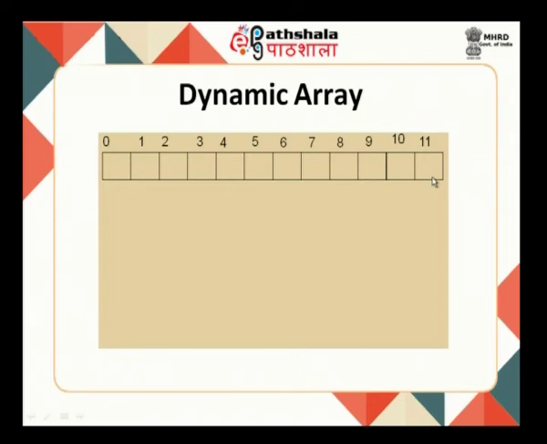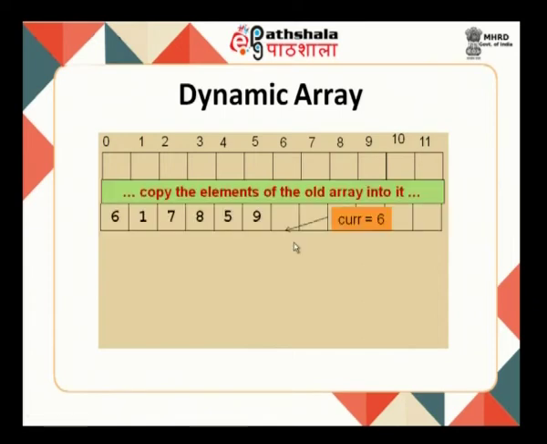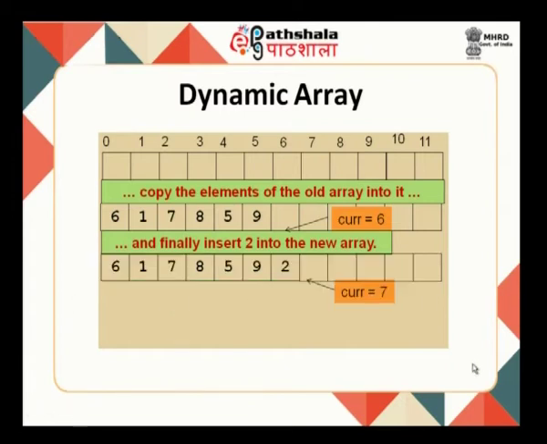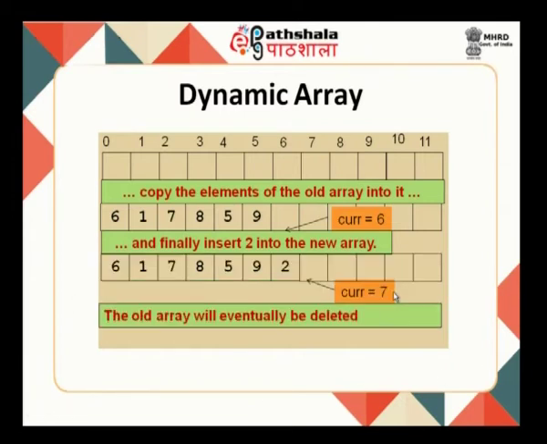Now what you have to do is take all the elements of the old array and copy them into the new one. So, we have copied, and now the current is 6. Remember, we did this because there was an insertion we had to do. So, finally, we insert 2 into the new array and make current equal to 7. The old array will eventually be deleted. The question is, what is the price you pay?